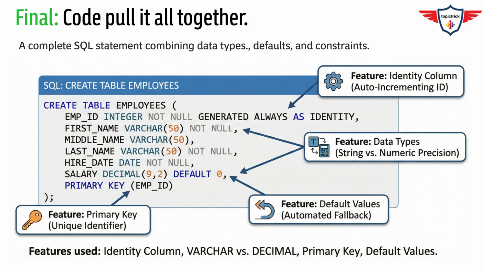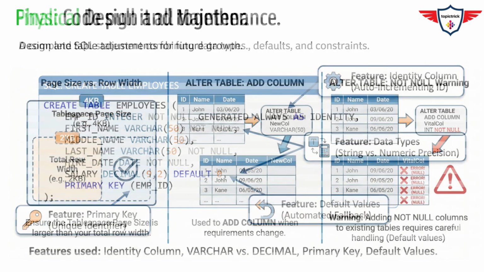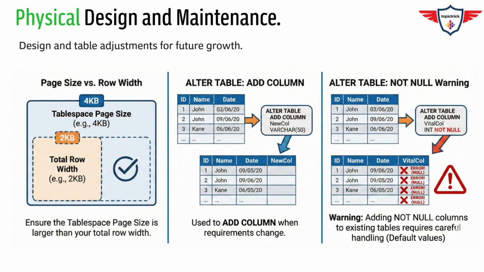But remember, physical design matters too. If your rows are very wide, meaning they have many columns with lots of text, you need to make sure your table space has a large enough page size. If a single row is larger than the page size, say 4 kilobytes, you'll get an error. Always calculate your row length before creating the table.